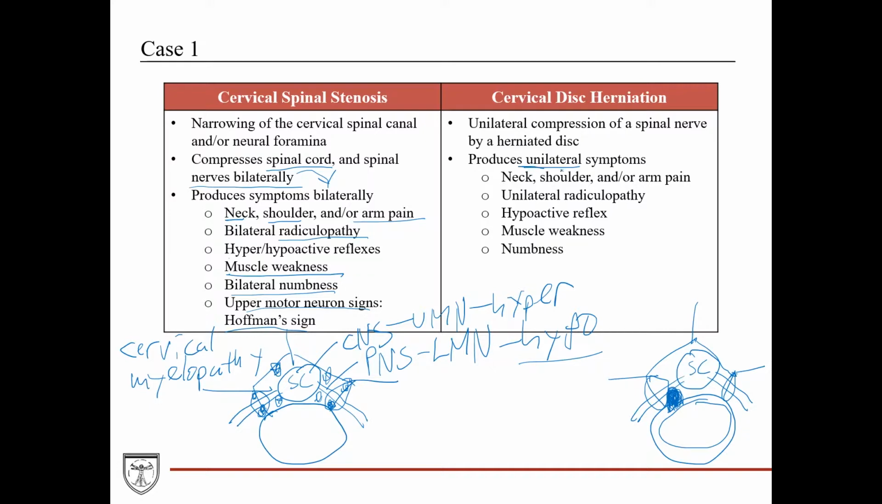And so as a result of that, you're going to get these unilateral symptoms. Again, you're going to have some neck pain, could have some shoulder pain, arm pain, unilateral radiculopathy. So you're going to have that pain radiating down the arm, but it's only going to be on the one side corresponding to where the disc herniation is. You're going to have hyporeflexia because it's a lower motor neuron sign, because it's a spinal nerve or peripheral nervous system lesion. You're going to have muscle weakness and numbness.